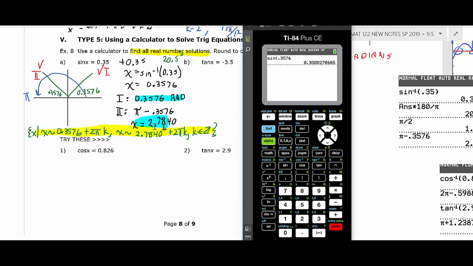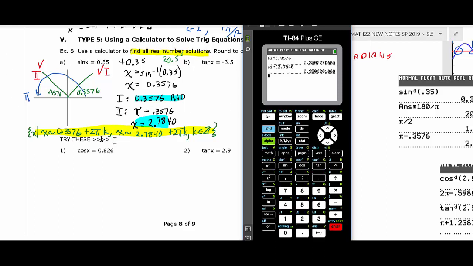The other answer was 2.7840, so you could just do sine of 2.7840 and see if you're approximately at 0.35, and you are. You're off a little bit because we rounded our answers to the problem, so that would be it.